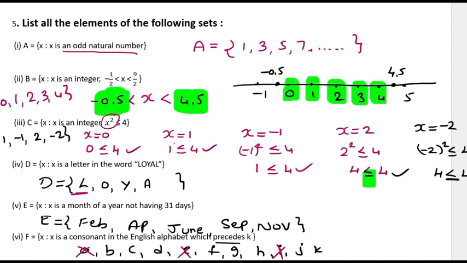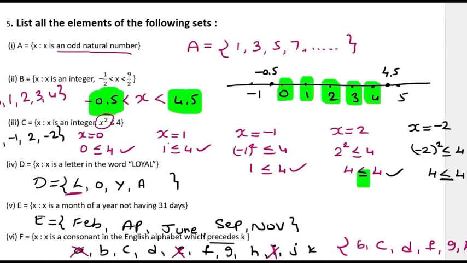And you have to consider all the elements that precede K. What are the elements that precede K? And it should be a consonant. Consonants are B, C, D, F, G, H, J. So this will be the answer. So you have to write set F is equal to all the consonants that precede K.